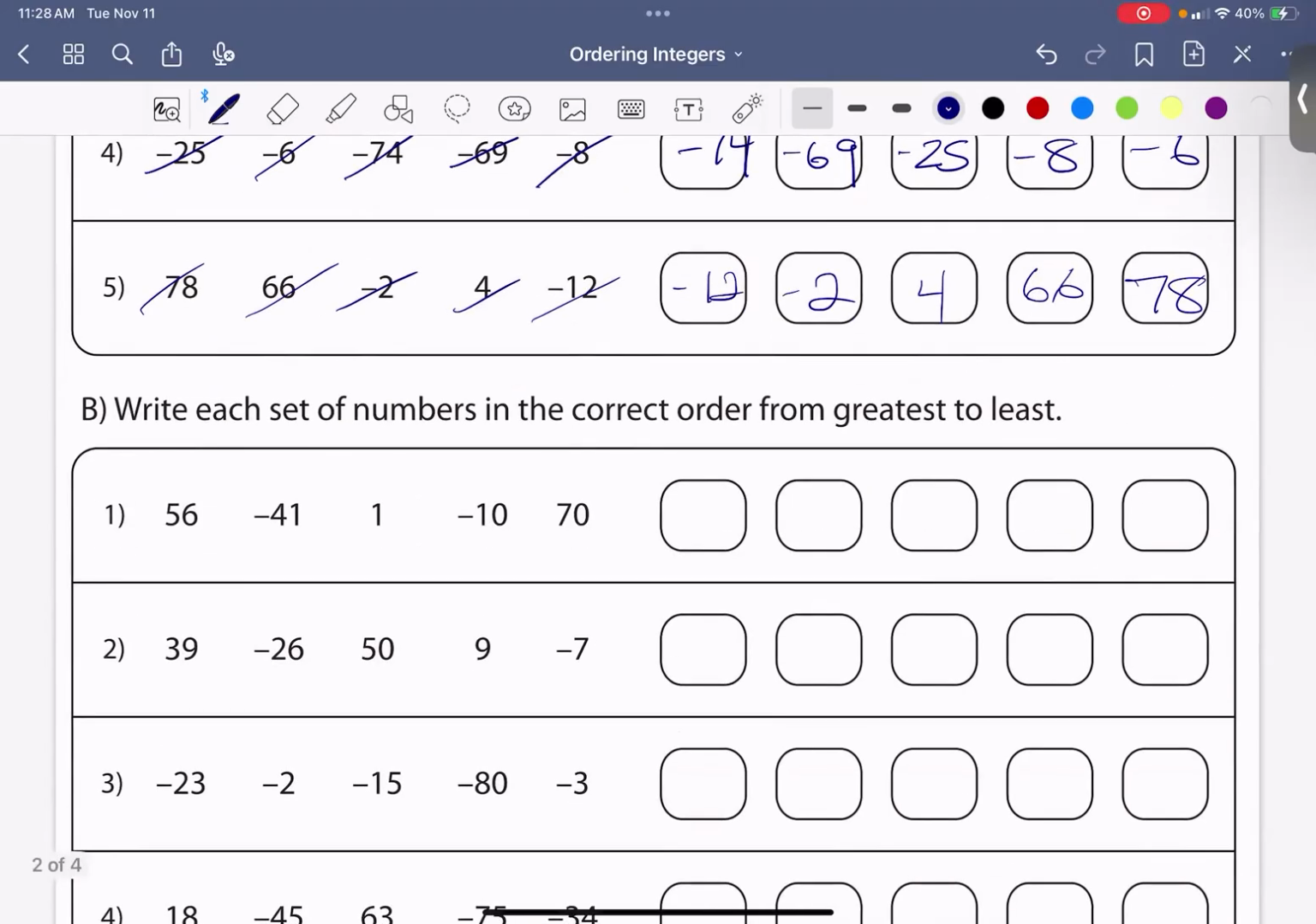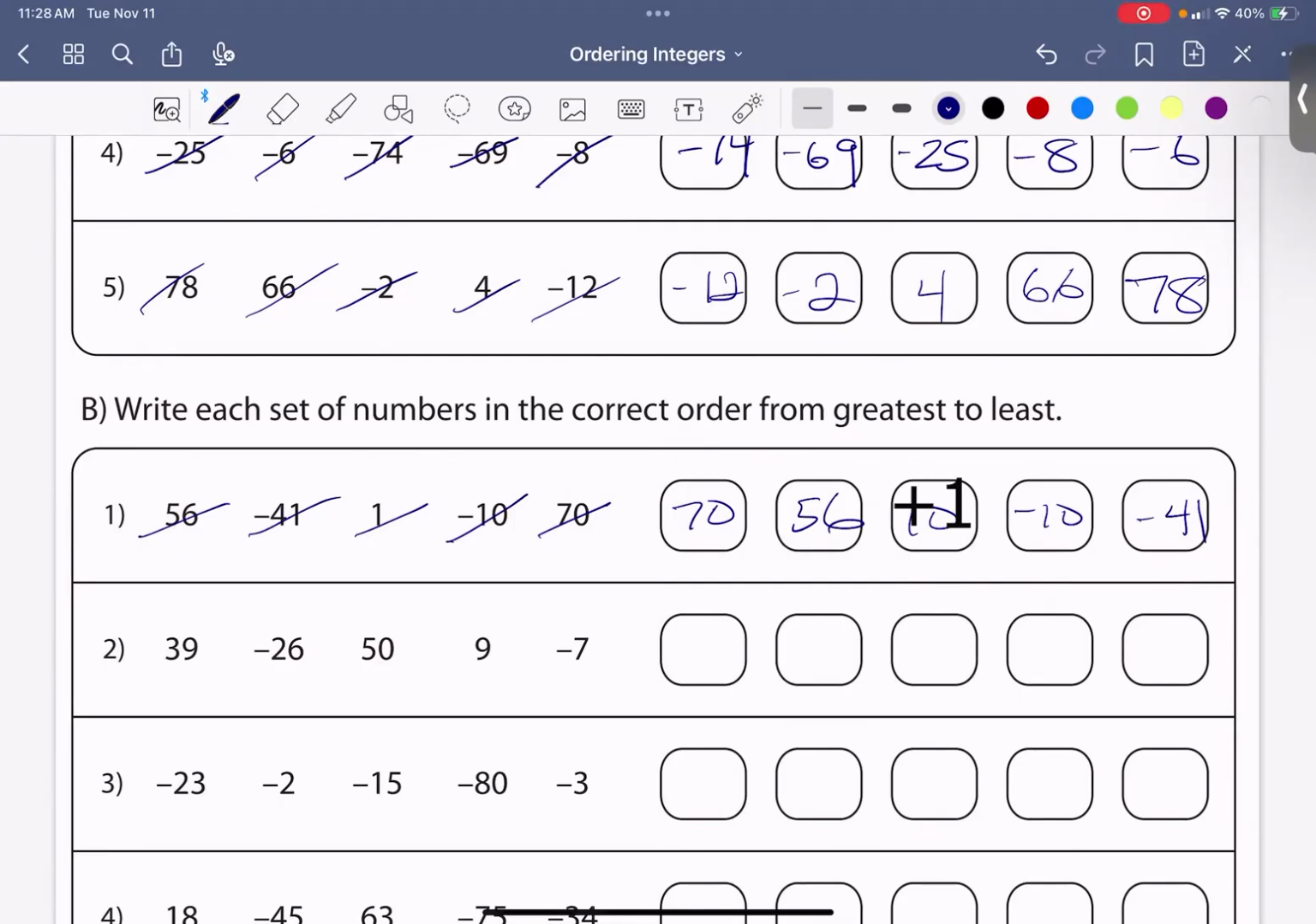Let's look at the next set. It says, write each set of numbers in the correct order from greatest to least. So for the biggest number, we're going to start with the positive numbers. If we have both negative and positive numbers, a positive number is always bigger than a negative number. So 70 is the greatest. After that would be 56. After that would be 1. Then negative 10. Then negative 41.